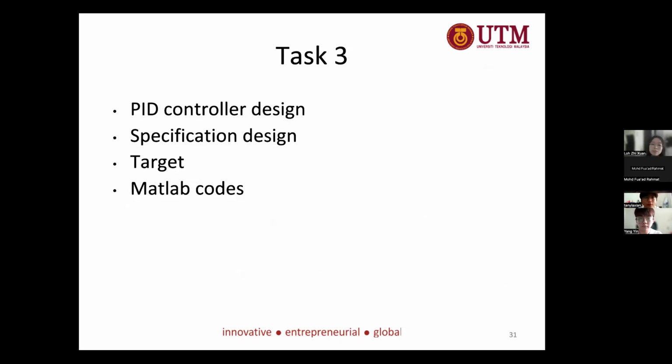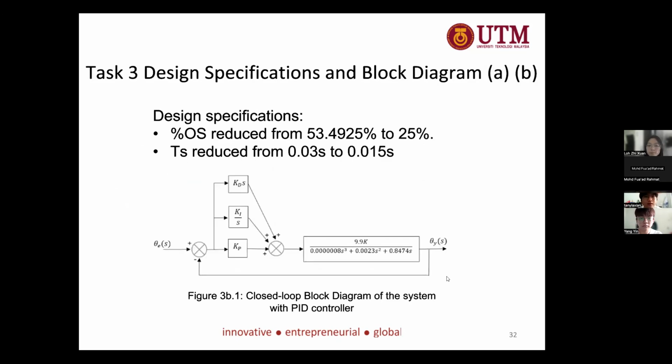In task 3, we design a PID controller to modify the system performance. Next, first we need to identify the system design specification. The design specification that we want to achieve is to reduce the original percentage OS and the settling time by half, which is 53.5% to 25% and 0.03 seconds to 0.015 seconds respectively. So this is a closed loop block diagram for the system with PID controller.